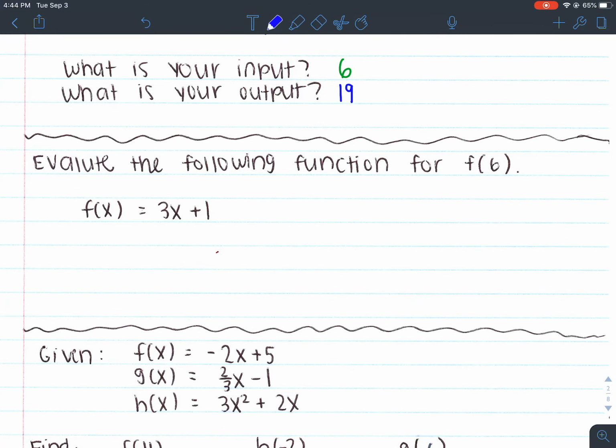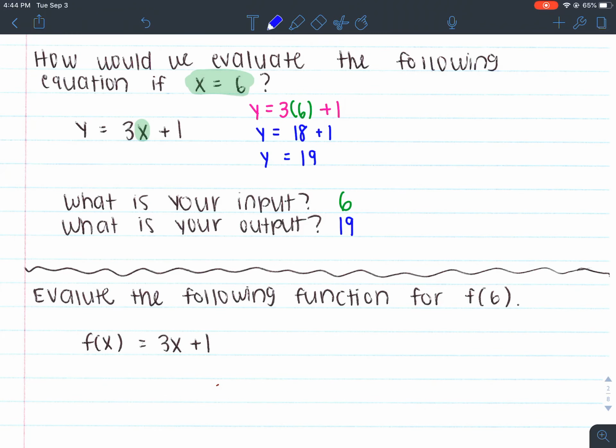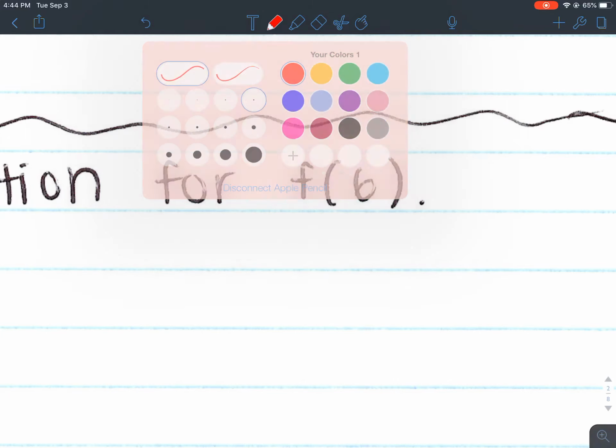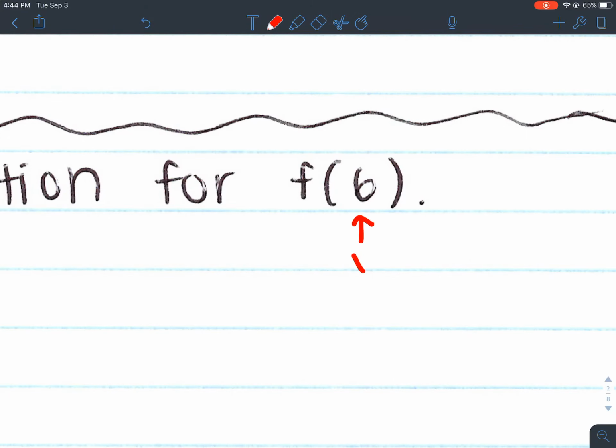So basically it's a way that we can make the table just by hand instead of using a calculator. All right, evaluate the following function for f of 6. Okay, well, we now have f of x equals 3x plus 1, which is very similar to the equation we had last time. So we had y equals 3x plus 1 here, and then f of x equals 3x plus 1. So the only difference is that we've replaced y with f of x, but again, they're the same thing.